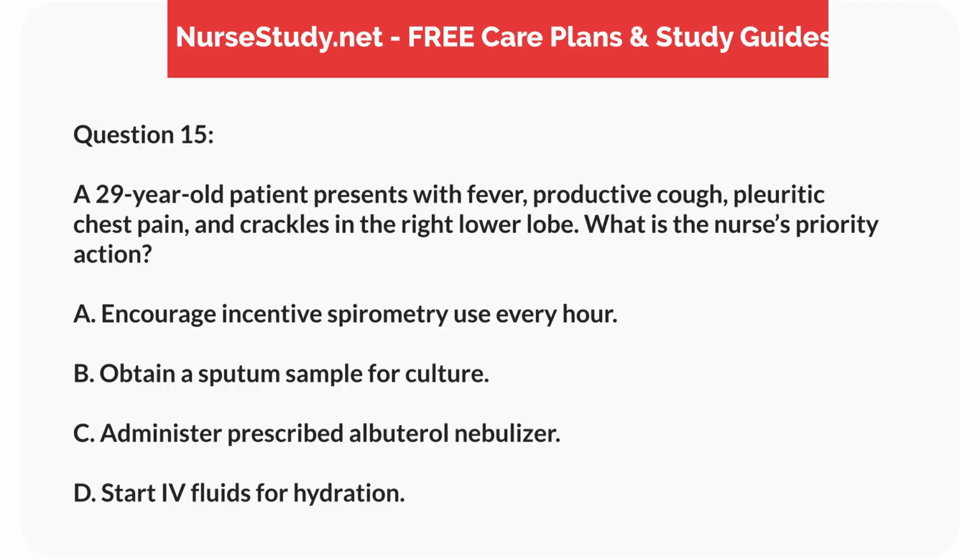Question 15. A 29-year-old patient presents with fever, productive cough, pleuritic chest pain, and crackles in the right lower lobe. What is the nurse's priority action?